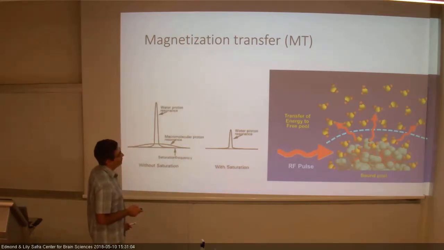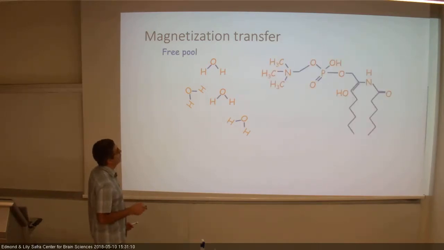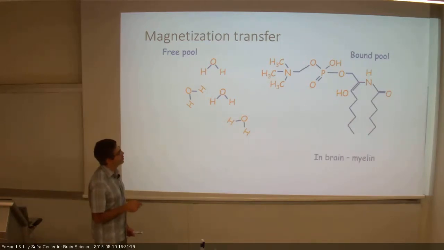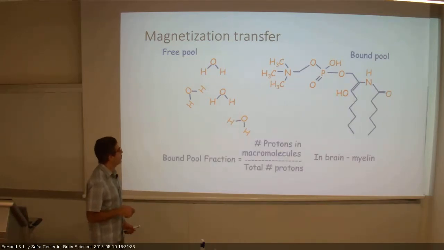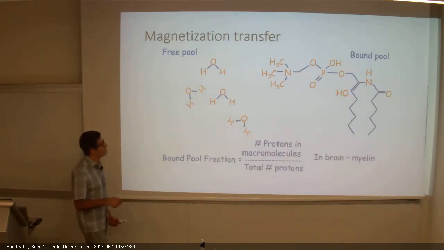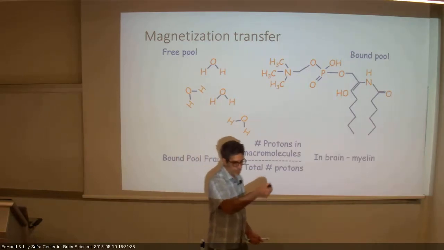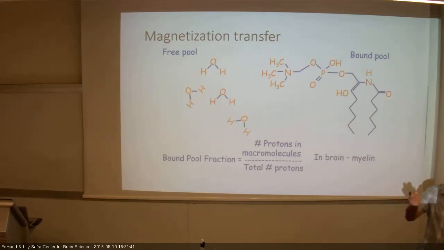So people do exactly that. So we have these water protons, right? And they call it the free pool. And there will be the protons on macromolecules and phospholipids, and that will be the bound pool, and we will excite those, let's say in myelin, okay? And we'll see the effect on the water. And what we'll look at sometimes is trying to quantify the fraction of this bound pool. Given that I gave some energy to the macromolecules, how much signal reduction did I have in my on-resonance measurement, and that will give me a way to quantify the fraction of those. Okay? That will give me a measure of the macromolecules.